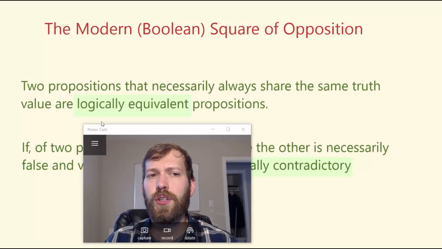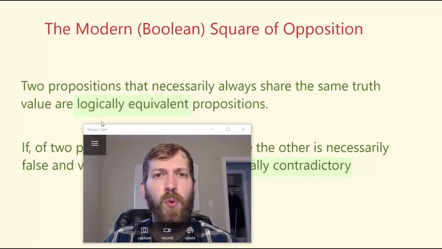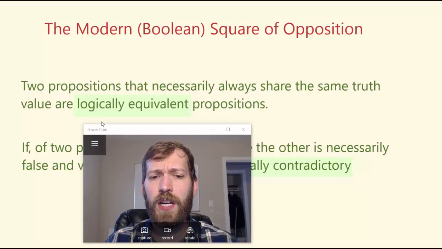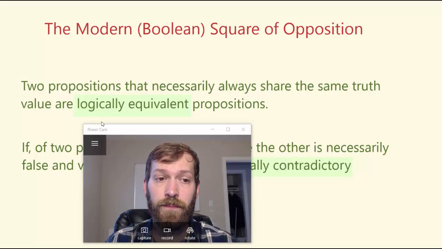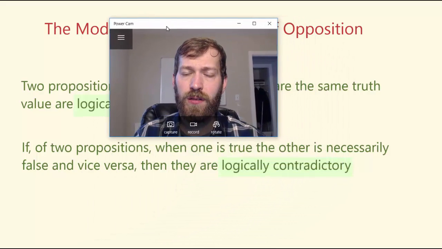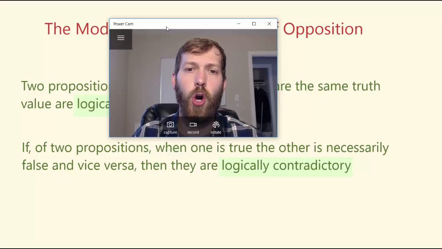Now we're going to turn our attention to the modern square of opposition, or the Boolean square of opposition. And the point of the square of opposition is to inform us how our categorical propositions, the different kinds of categorical propositions, relate to one another. And there's going to be two types of relationships that we're interested in. One is logical equivalence. And we say that two propositions that necessarily always share the same truth value are logically equivalent propositions. So if they always have to share the same truth value, then they are logically equivalent.